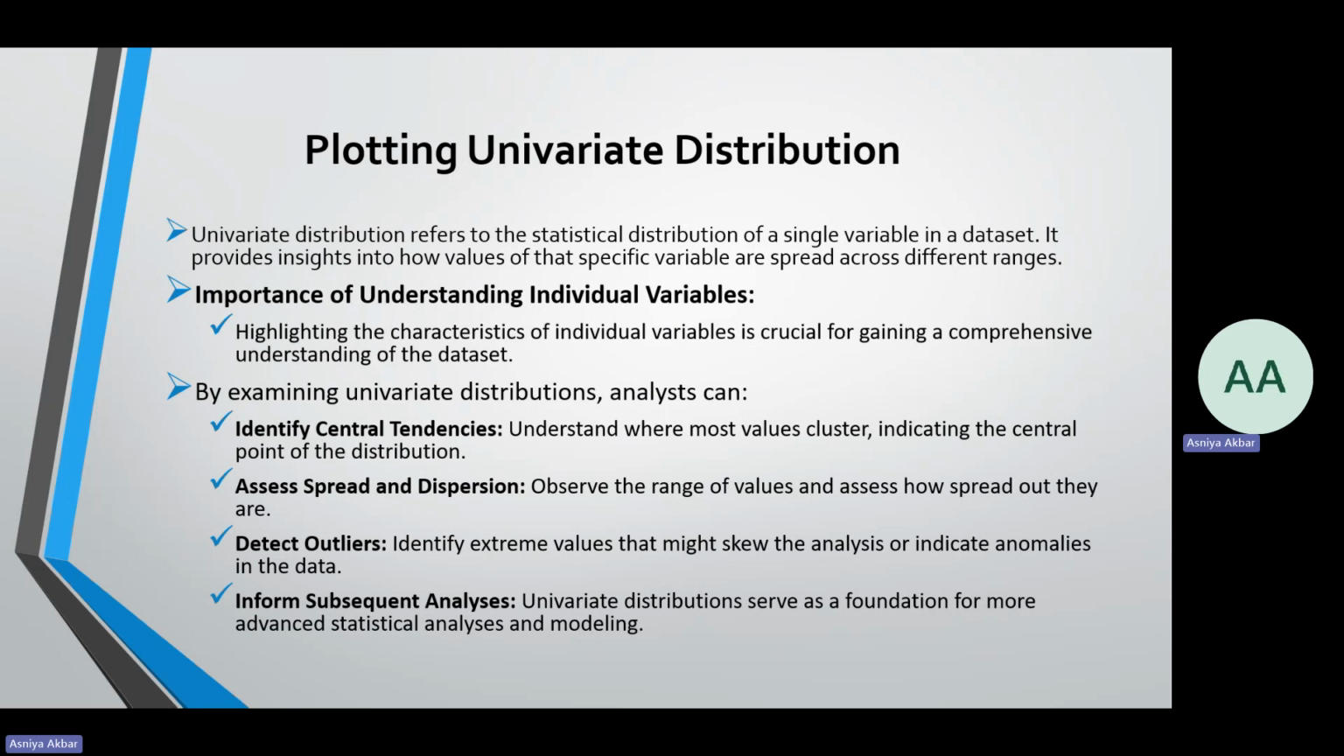Now, the importance of understanding this individual variable is that you need to identify the central tendencies. Basically, you need to examine the univariate distribution because it helps in understanding where most values cluster, indicating the central tendency of the variable, so that you can measure the mean, median and mode, and it can be derived to pinpoint the center of the distribution.